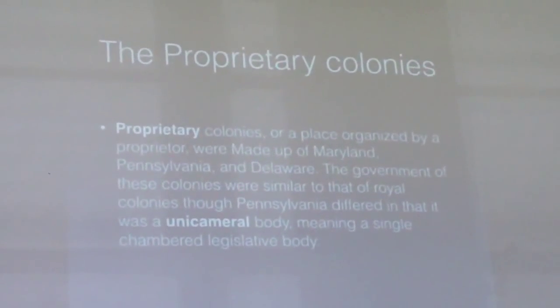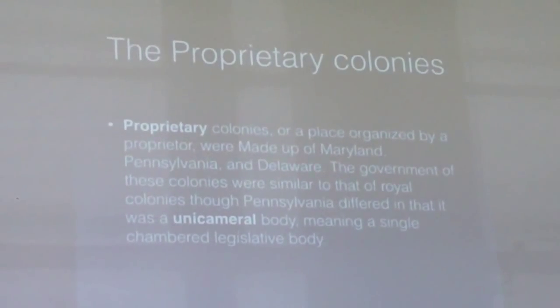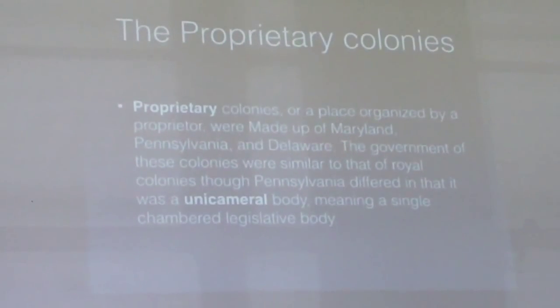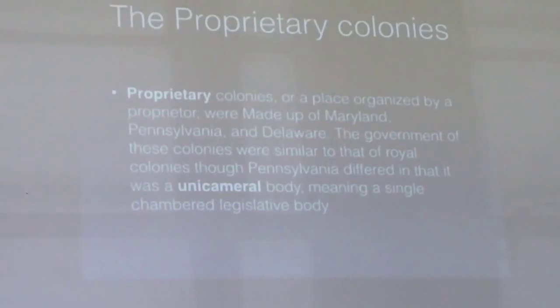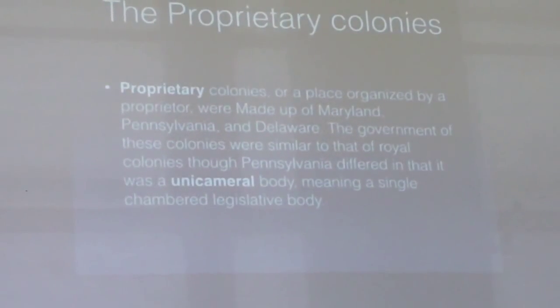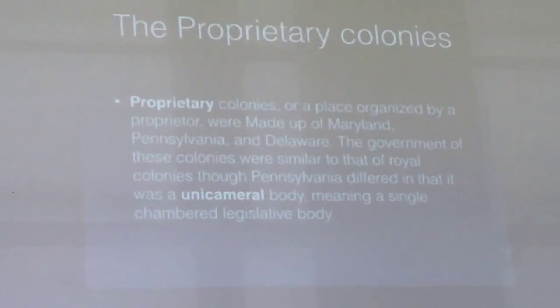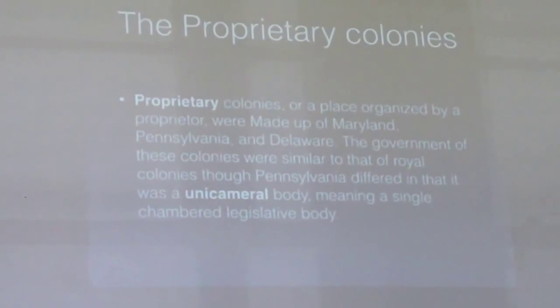The proprietary colonies. Proprietary colonies were organized by a proprietor and were made up of Maryland, Pennsylvania, and Delaware. The government of these colonies was similar to that of royal colonies, though Pennsylvania differed in that it was a unicameral body, meaning a single-chambered legislative body.